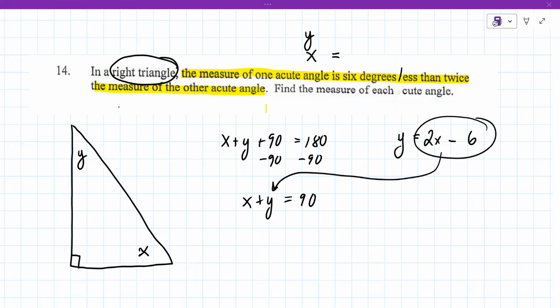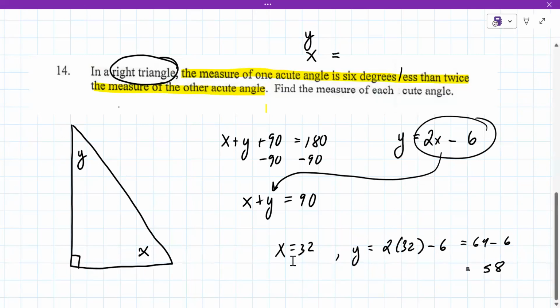So is X equal to 32? Okay. So if X is 32, then Y is 2X minus 6, 2 times 32 minus 6, which is 64 minus 6, which is 58. Does 32 and 58 add up to 90? Yeah. They do. So you got your correct answer. Very good. All right. Fantastic. So good job on that. That was tough.